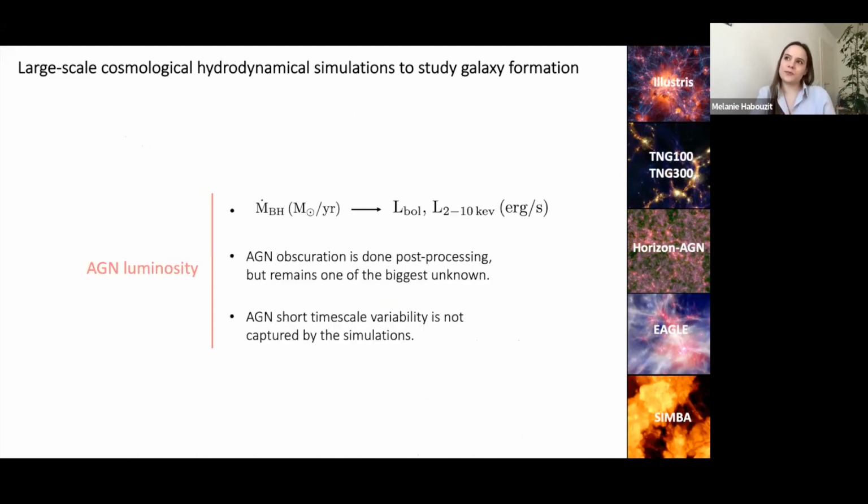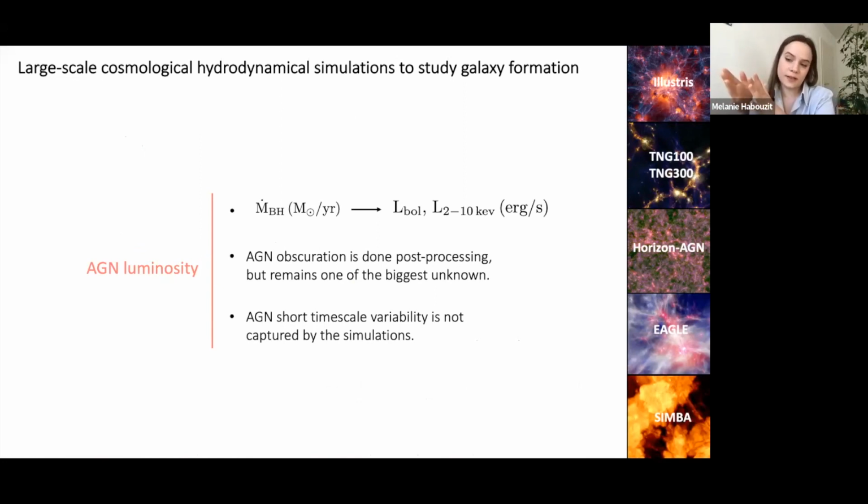So what we get from the simulation for the black holes is the mass of each black hole, of all black holes at any time, and also the accretion rate, so that we can derive what would be the bolometric luminosity of those black holes, and what is the luminosity, for example, in a hard X-ray band, or any band that you want to work with.